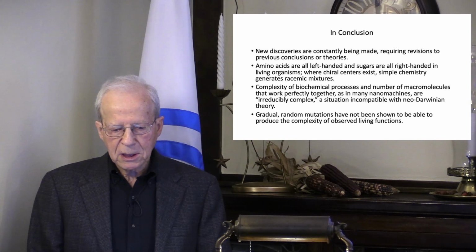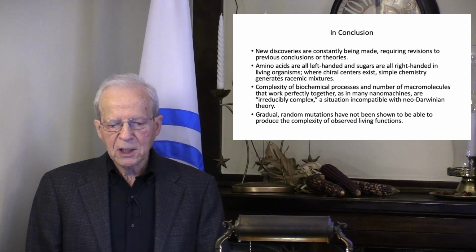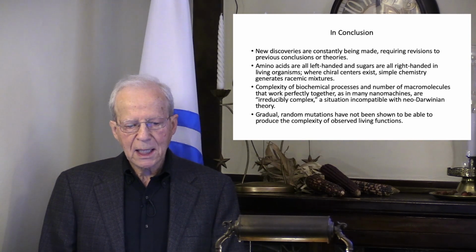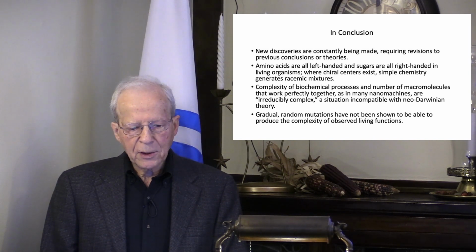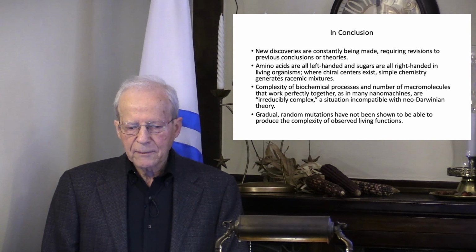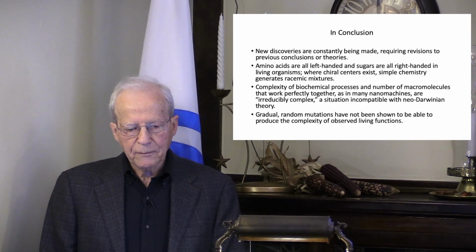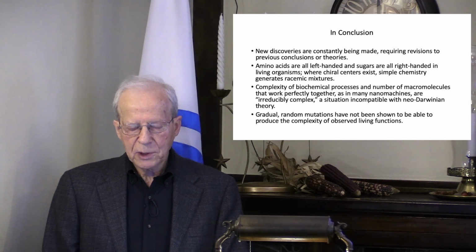Gradual random mutations have not been shown to be able to produce the complexity of observed living functions. For example, no intermediate life forms have been found that bridge the gap between prokaryotes and eukaryotes, yet they use the same DNA transcription mechanisms. In an average cell, tens of thousands of proteins comprised of hundreds of amino acids need to be assembled in a precise sequence and often work in one precise way with a different protein to be of any evolutionary benefit. Random formation of these would result in millions of partial dysfunctional protein cells, which we do not see.